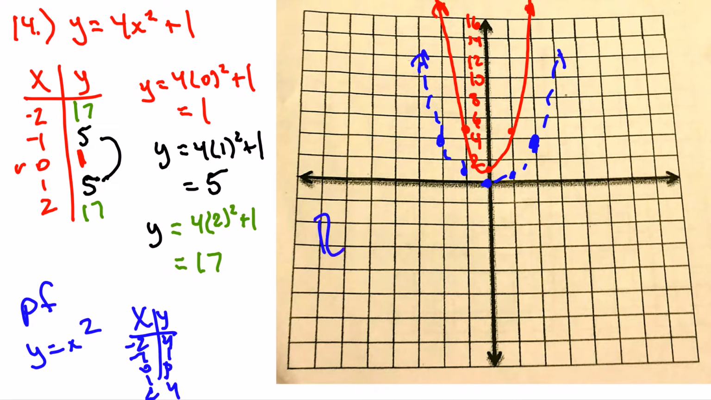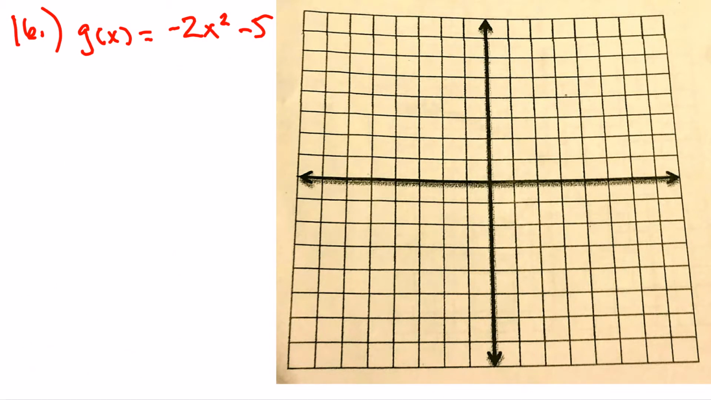So what I see is I say the new graph is thinner, and it's actually up 1 point. It actually moved up 1 point. Okay? And that's it.